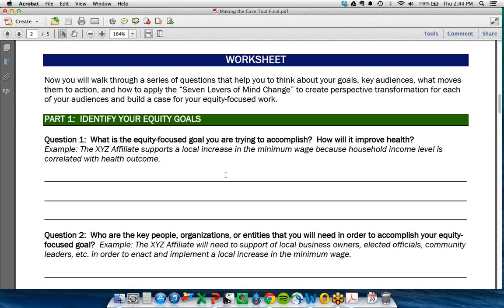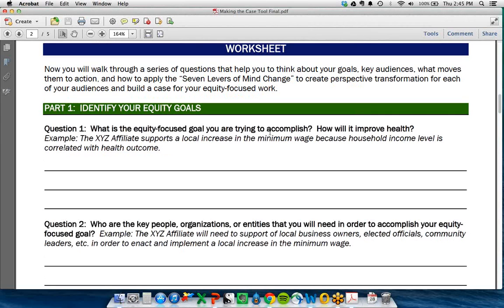Part 1 is identifying your goals and then also identifying your stakeholders, your audiences, and what their perspectives are. The first question focuses on what is the equity goal you're trying to accomplish, and also specifically how will it improve health. You can see we have an example here focused on increasing the minimum wage. Because in this case we know that among a host of other things, household income level is of course correlated with health outcome. So this can be as wide-ranging as a policy such as this. It could also be smaller scale in terms of changing an organizational policy around a whole host of things. So really this is just the focus of your work, but specifically make sure that you think about what that equity goal is and also how it will improve health.